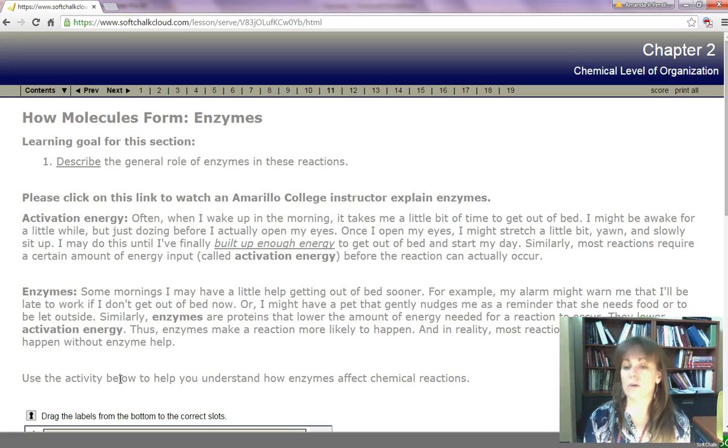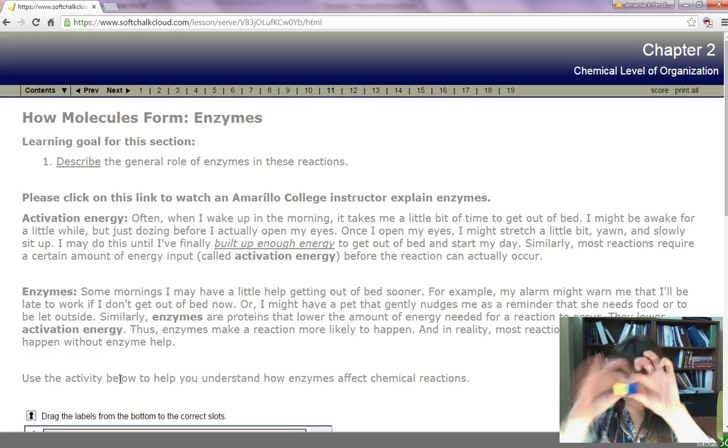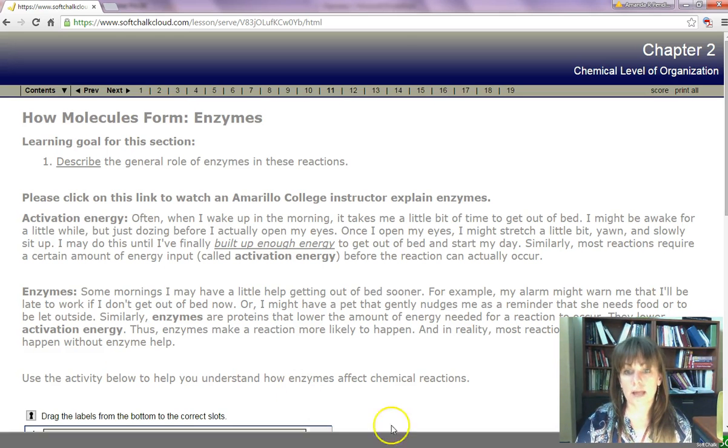Okay, and so enzymes, they're just proteins. They're inside your cells, outside your cells, they're all over your body, and they're going to take reactants and make products. They help those reactions happen fast enough that life can actually happen. Okay, so let's look at a few concepts here.